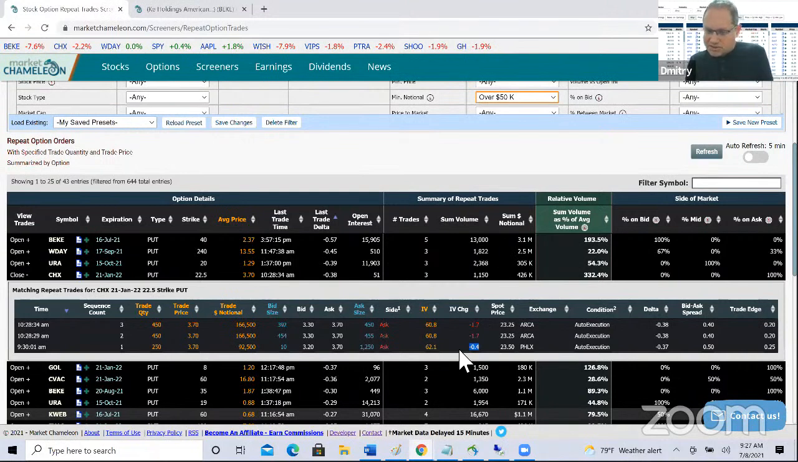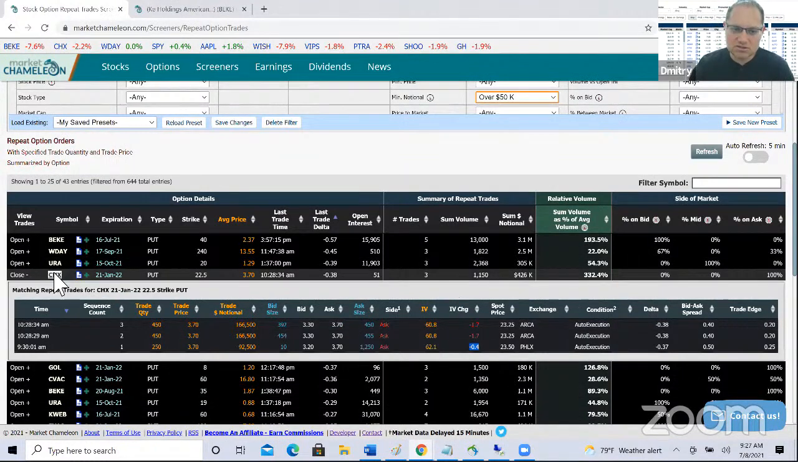So it looks to me somebody is buying, but there might have been an offer on the book. Let's just take a look because the implied volatility is lower. So that is a little bit odd. So I'm going to take a look at this CHX. Okay, so I'm clicking on this. We're going to go to the options chain.